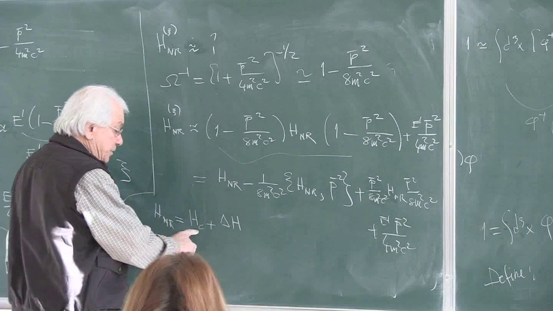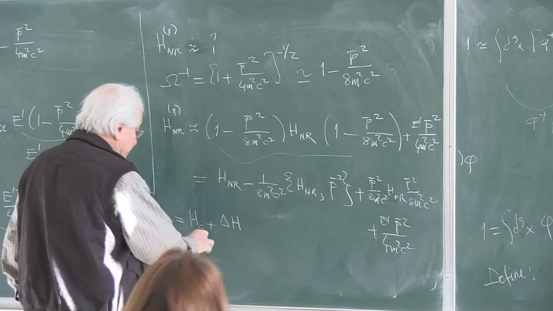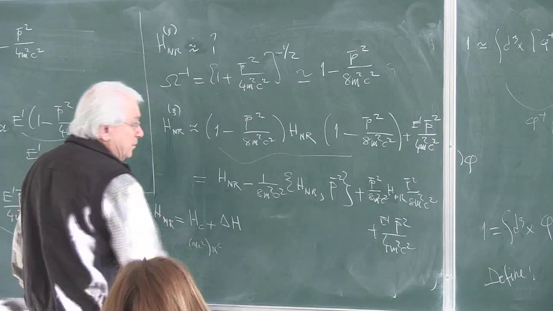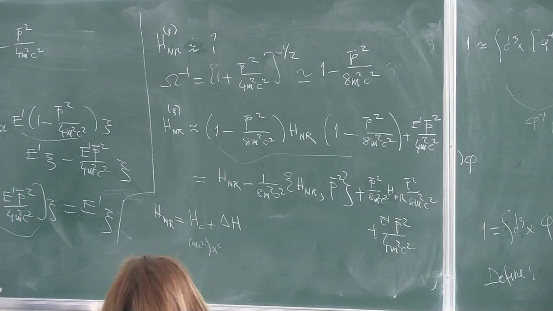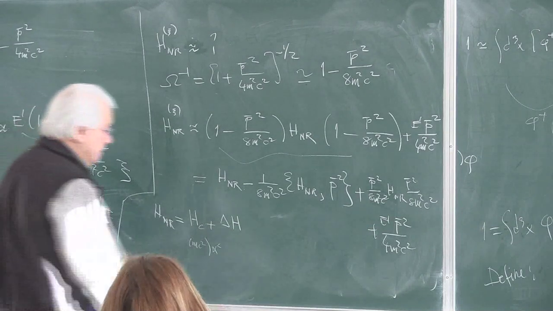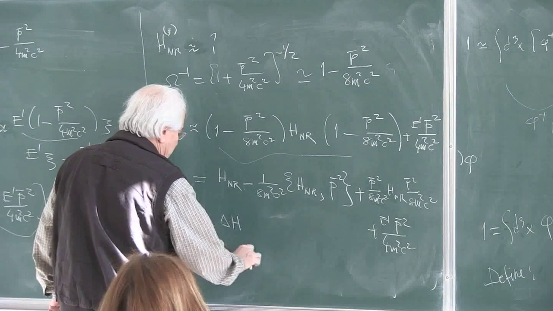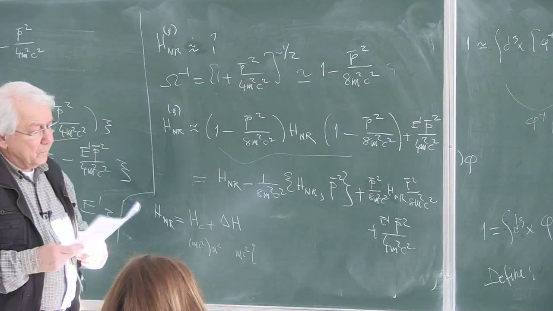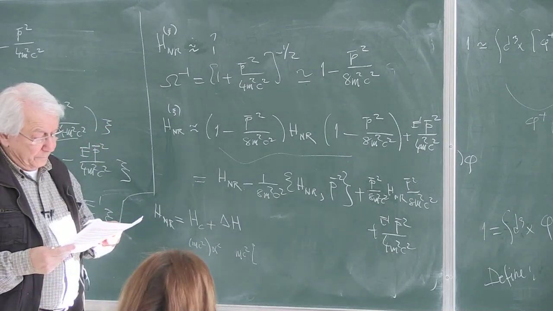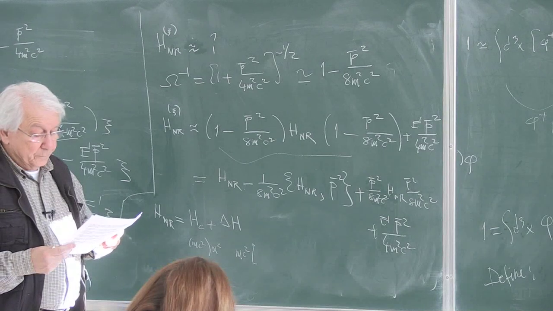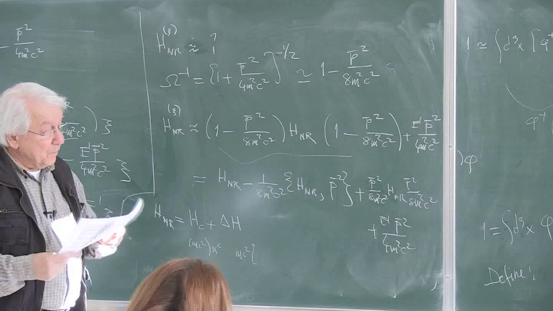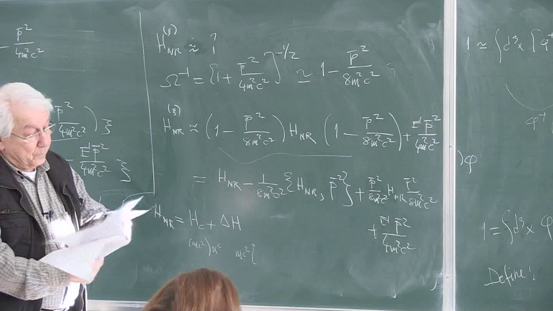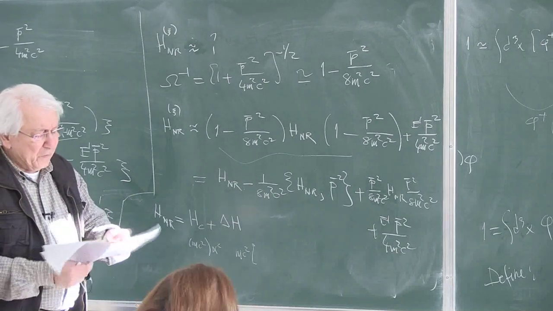And the usual H contains an mc squared alpha squared term. And the delta H term is mc squared... Now let me remember the form. Yes.